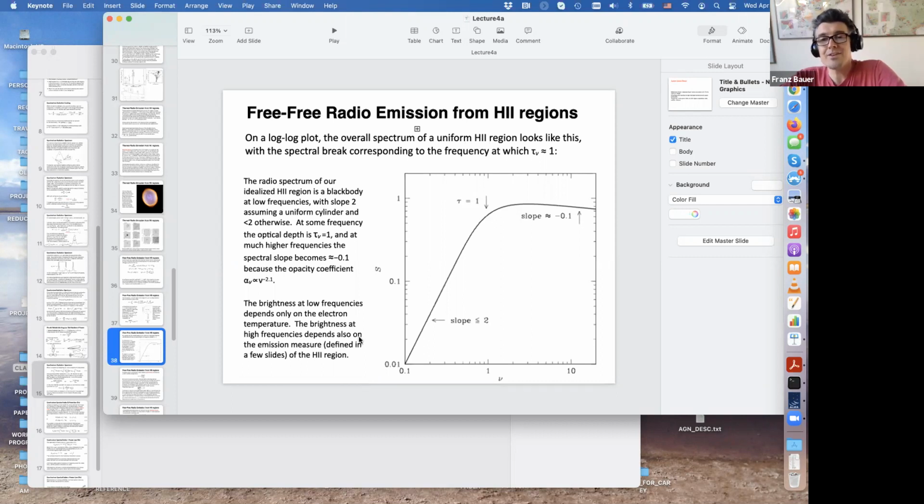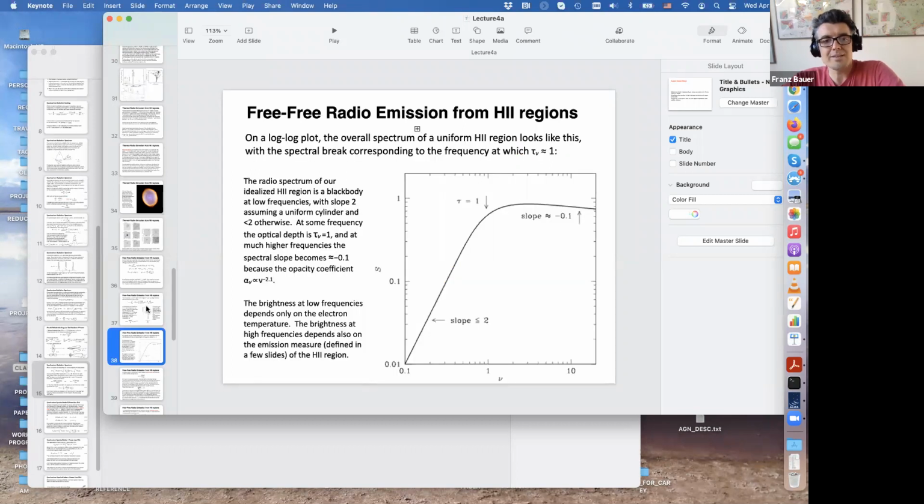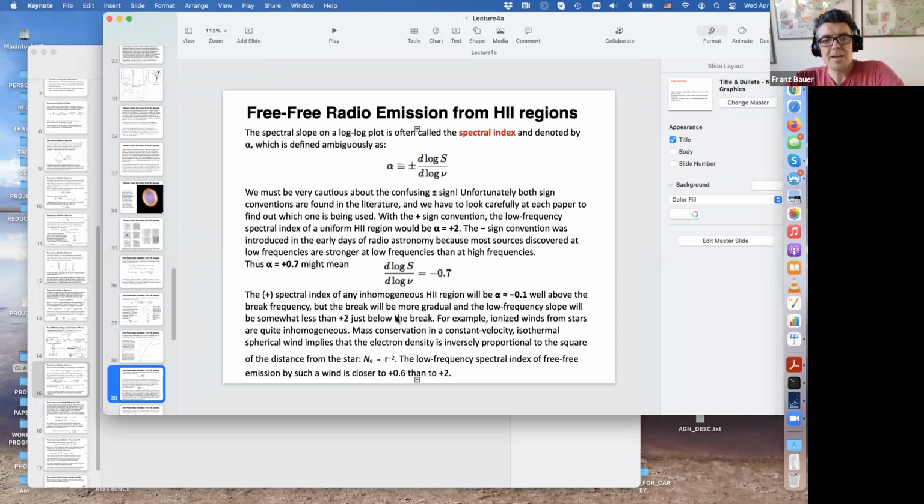The problem is that if you have inhomogeneities, you blur this around, and you may also dampen the slope a little bit. So it doesn't go as nu squared, but it might go as something shallower, because different regions are combining and adding up here. So that's kind of what I was getting at. In an inhomogeneous region, we'll have a spectral index well above this break frequency that looks like that, and it should be something a little bit less than +2 above the break.